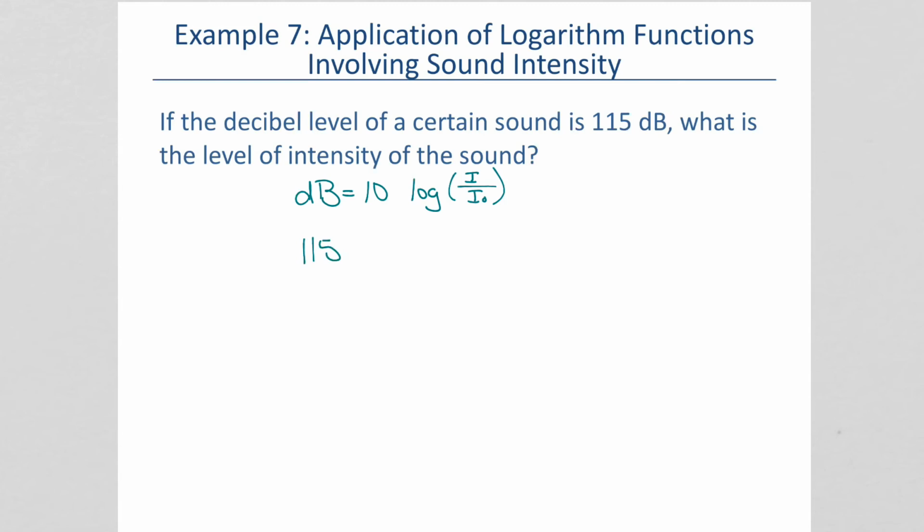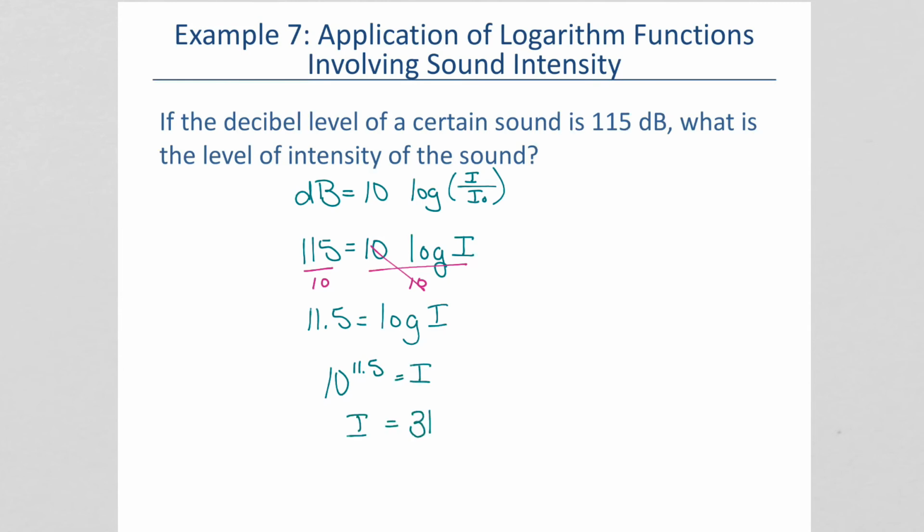So we'll plug in 115 for the decibels. And I naught is just 1 again, so we've got log of I. Now before we switch things around, we need to divide both sides by 10 to get log of I by itself. So we've got 11.5 equals log of I. And so now we can say 10 to the 11.5 is equal to the intensity. That's 316,227,766,017. So this sound is even more intense than an earthquake.